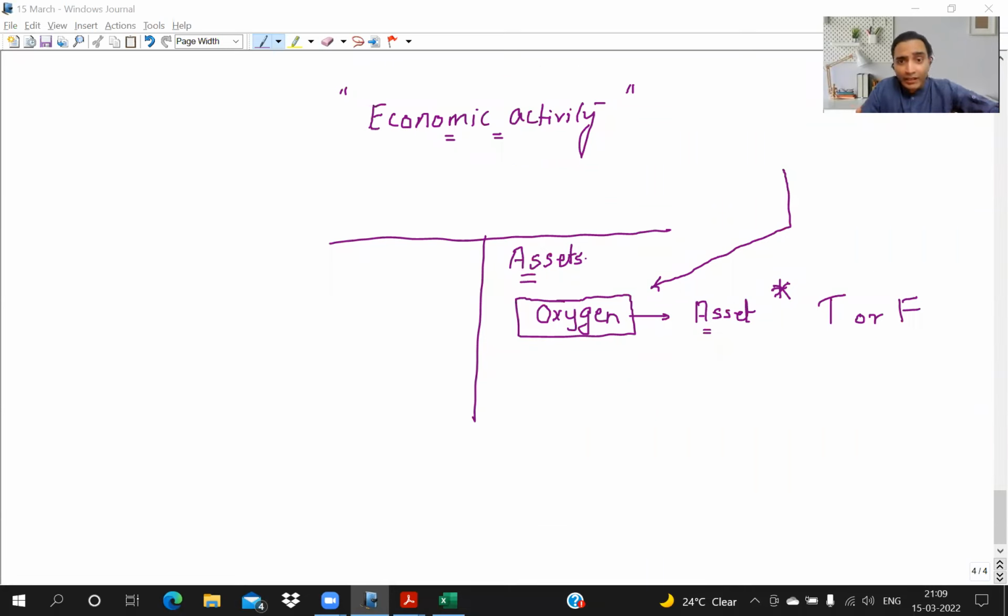Look, I have not said anything wrong. I have said something very straight. People say that anything that I use to create money, to generate income, to generate sales is an asset, which is absolutely correct. I'm not saying it's wrong. So going by that rule, oxygen has to be my asset. No. This is my contention.